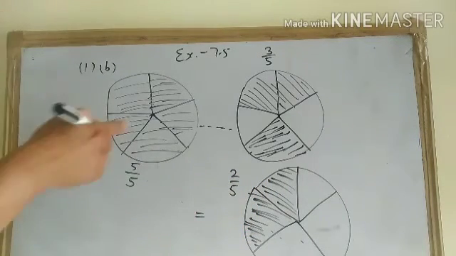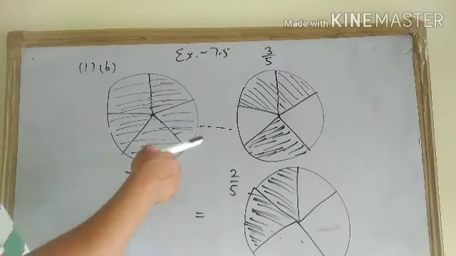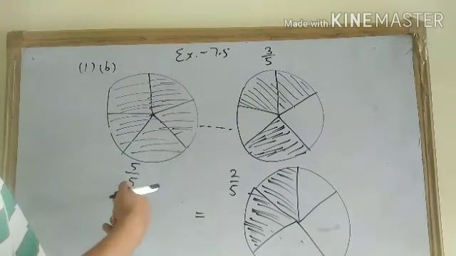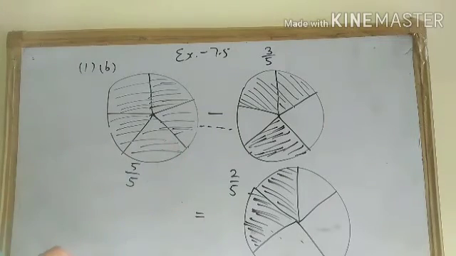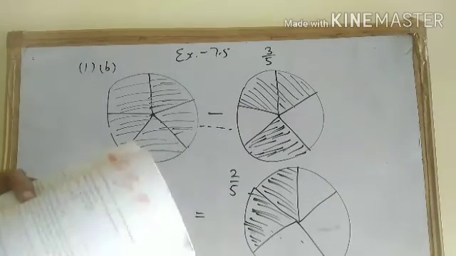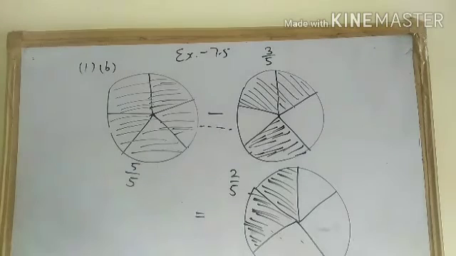Now students, we have to put a sign. You can see, if we subtract 3 by 5 from 5 by 5, then we get 2 by 5. So it means we will put the minus sign here. This was your B part. And in the same way you can do the C part. So you have to try the C part.